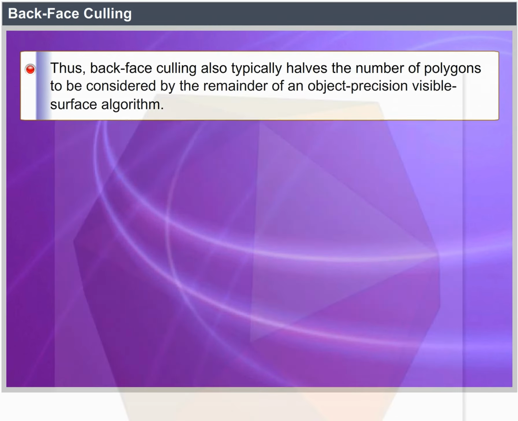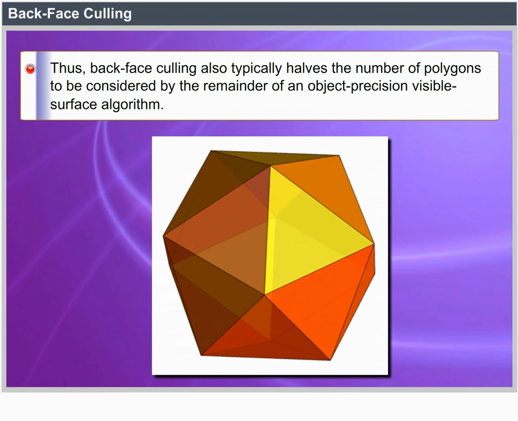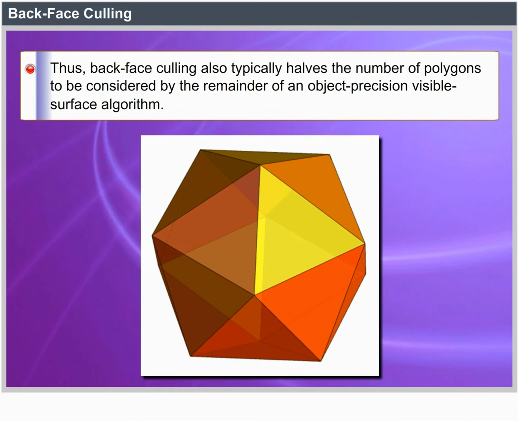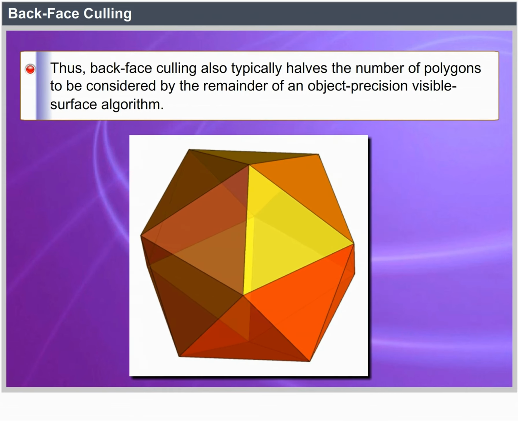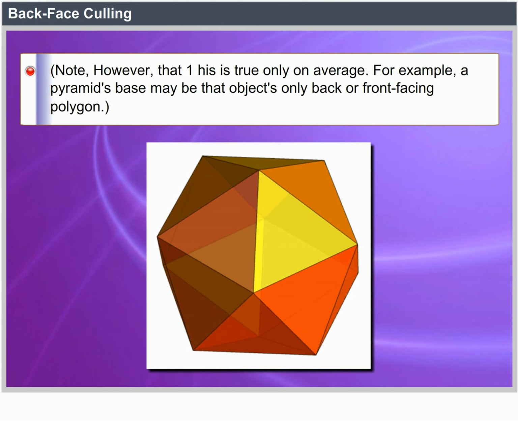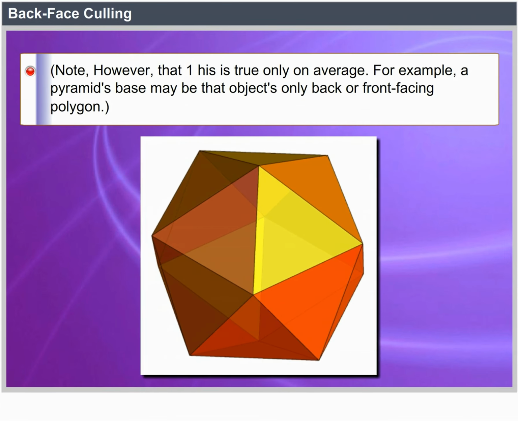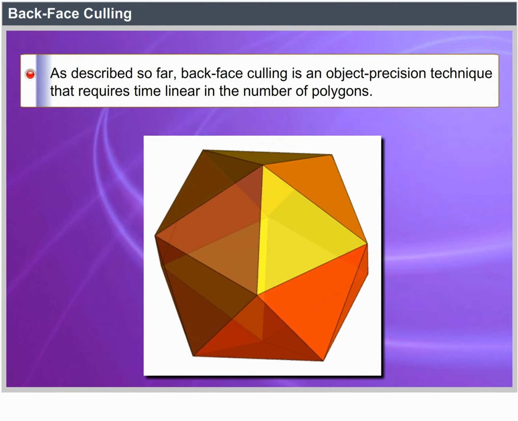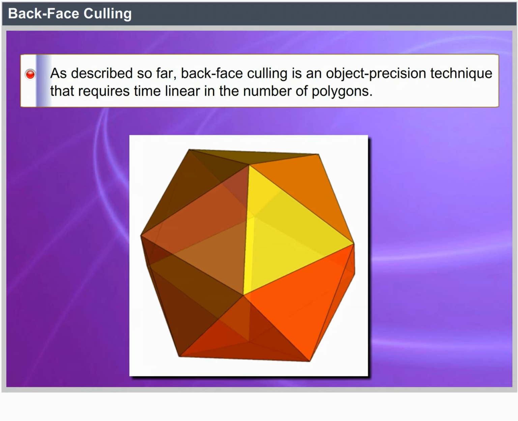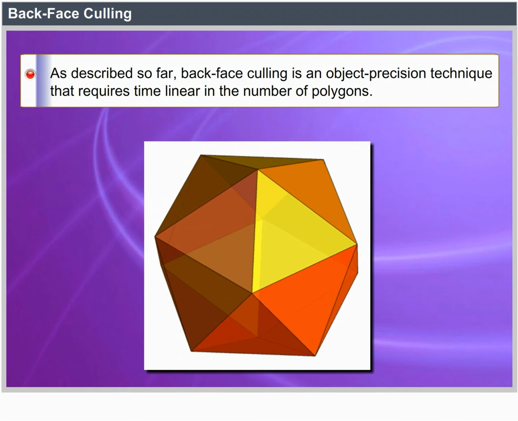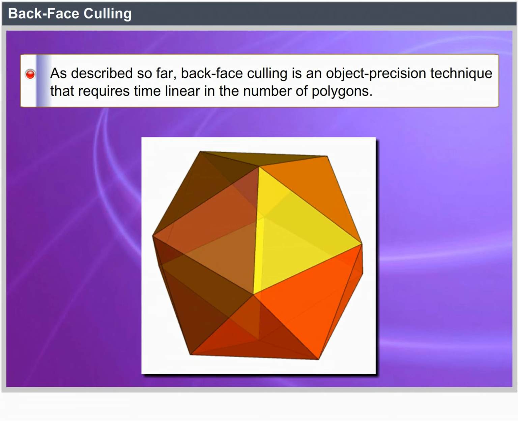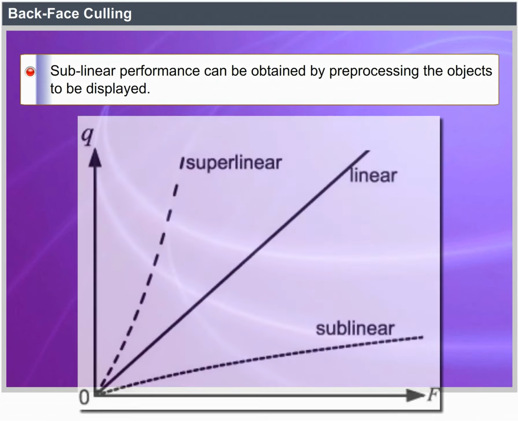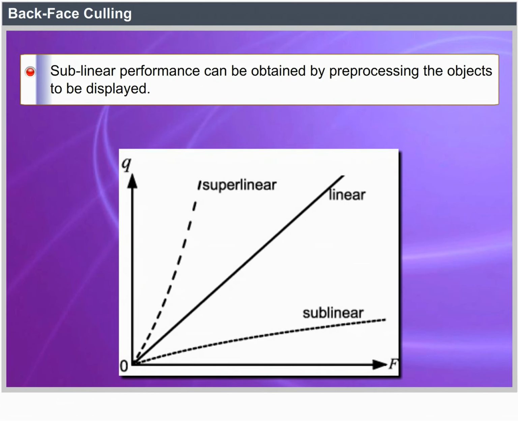Thus, backface culling also typically halves the number of polygons to be considered by the remainder of an object precision visible surface algorithm. Note, however, that this is true only on average. For example, a pyramid's base may be that object's only back or front-facing polygon. As described so far, backface culling is an object precision technique that requires time linear in the number of polygons. Sublinear performance can be obtained by pre-processing the objects to be displayed.